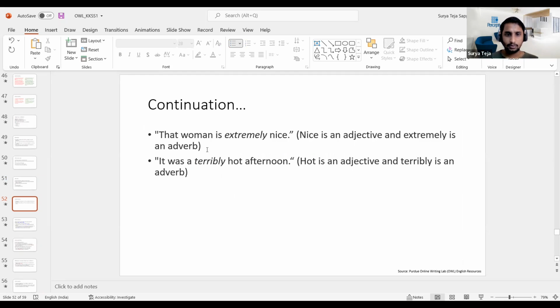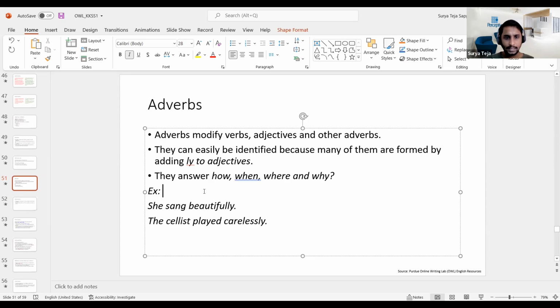Before we move there, we'll see the examples here. She sang beautifully. We are not talking about the noun here, because we are not saying she is beautiful, we are not talking about the nature or the characteristics of a person. Here we are talking about the verb, the way she sang, that is beautiful. So it has come in an ly form.